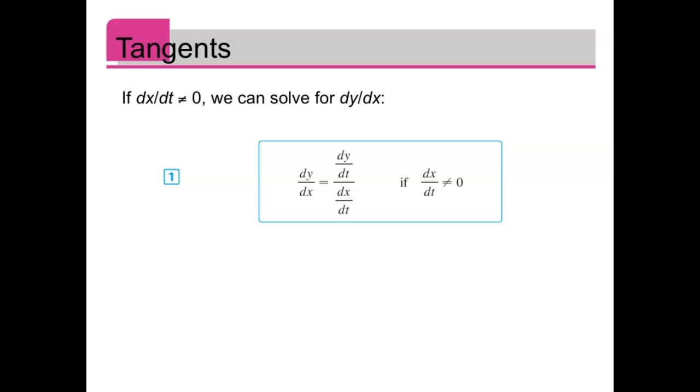Usually, if dx dt is 0, what we'll have is a vertical tangent. But I'll point that out. We'll do an example of that. So it's a pretty straightforward formula, right? You can just almost think of it like dy dx equals this because the dt's would divide out and just give you dy dx. So pretty intuitive.